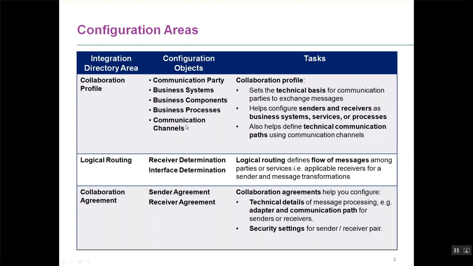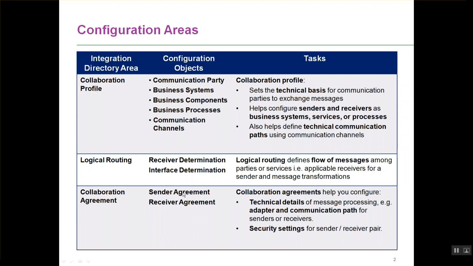Communication channels, we will be doing in the first session, where we would be creating a sender file adapter and a receiver file communication channel, or a sender file adapter and a receiver file adapter. Okay, so all these objects form a part of the collaboration profile, and then we will be creating two other objects called a receiver determination and an interface determination. These are used for logical routing and defining the flow of your message. This will help us identify who's the sender of a message, who's the receiver of the message, and what is the mapping that needs to be executed.